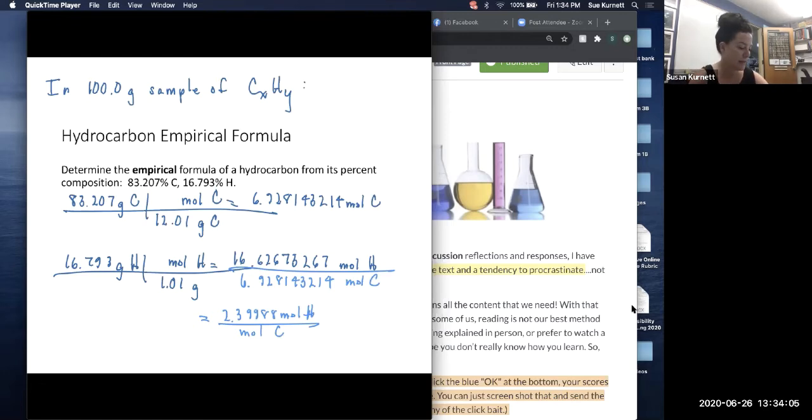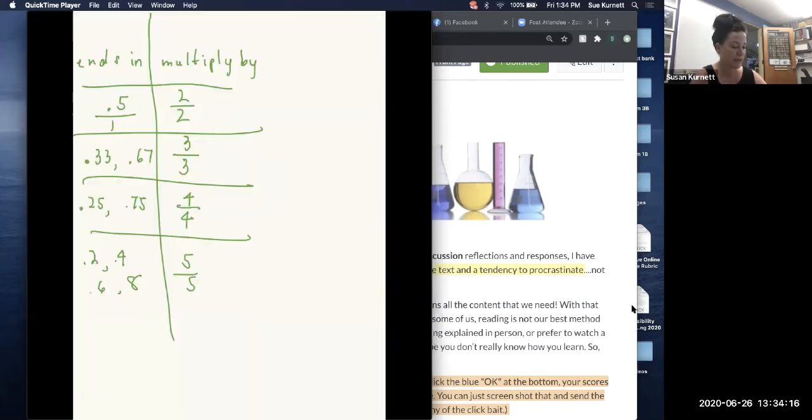So here I have something that looks like 2.4 over 1. I'm going to multiply it by 5 over 5. On this page, this is like the least obvious and the highest we go.